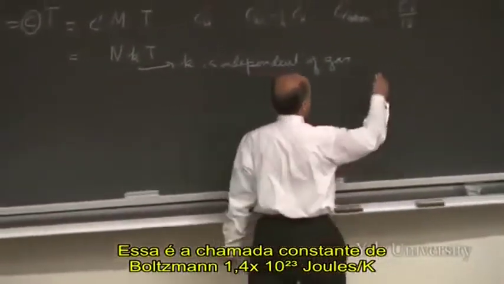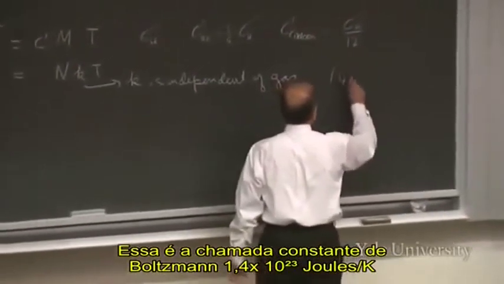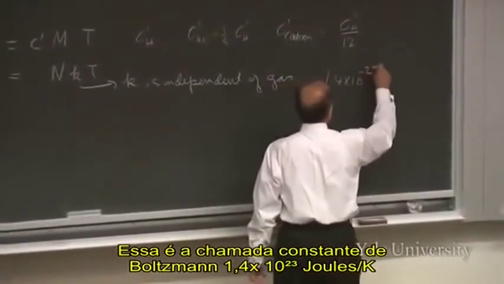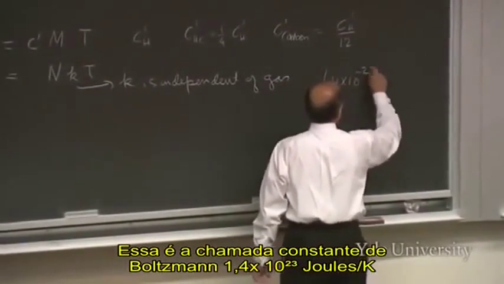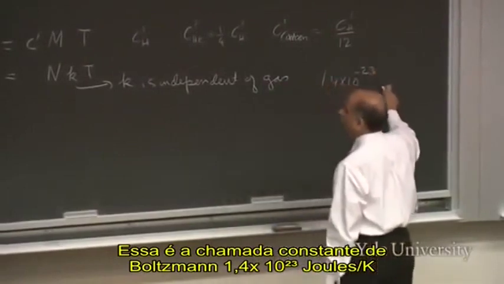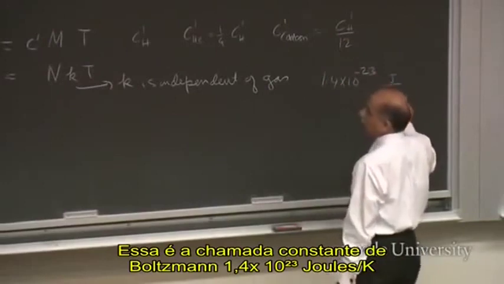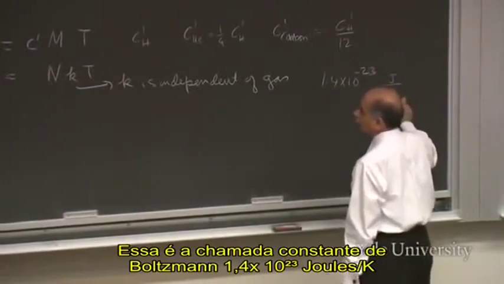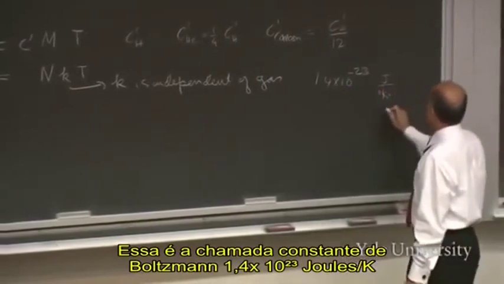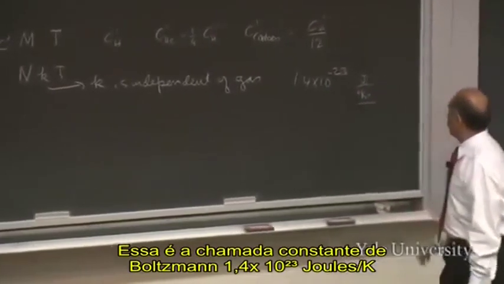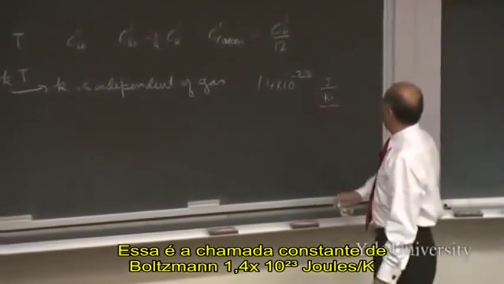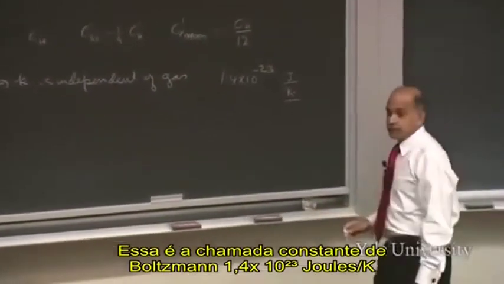The Boltzmann constant has a value 1.4 times 10 to the minus 23 joules per Kelvin, or joules per degree centigrade.